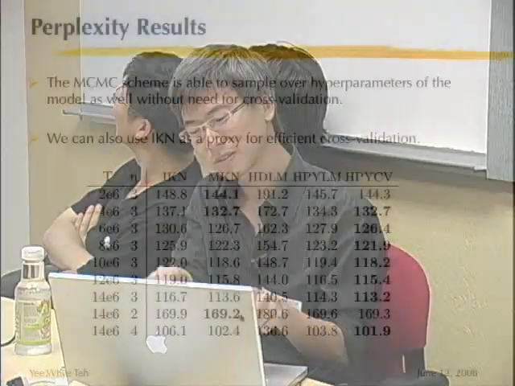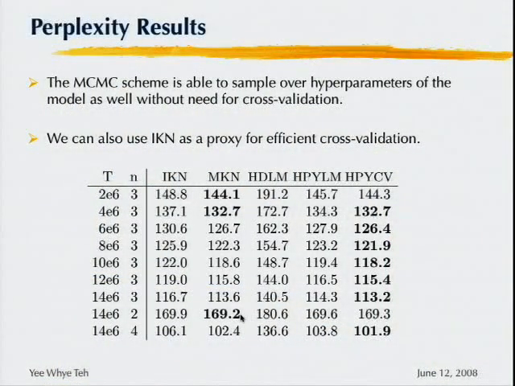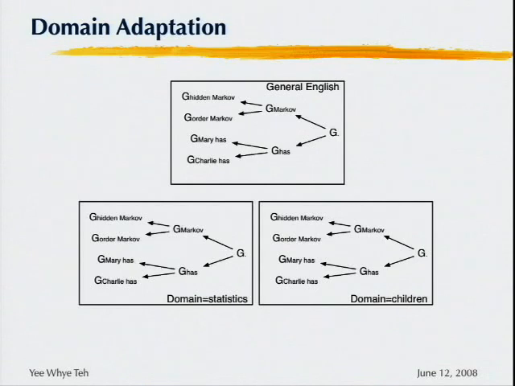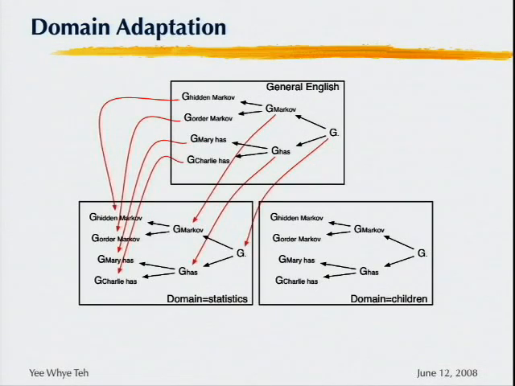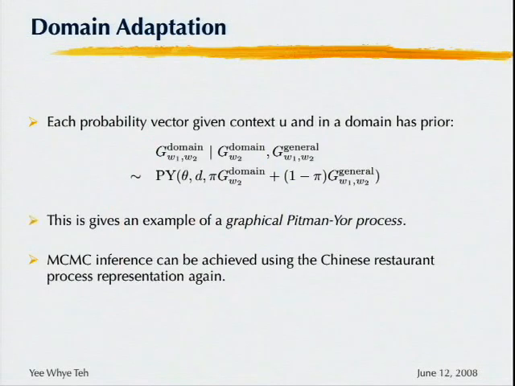So I should wrap up. Okay, so basically it does pretty well. It does just as well as modified Kneser-Ney and interpolated Kneser-Ney, and in fact the numbers look very similar, and I think the reason is because you could basically treat the Kneser-Ney methods as very good approximate inference algorithms for this hierarchical Pitman-Yor language model. We've also looked into domain adaptation with this language model. We've extended it to a graphical Pitman-Yor process. We can talk about this offline if you want.